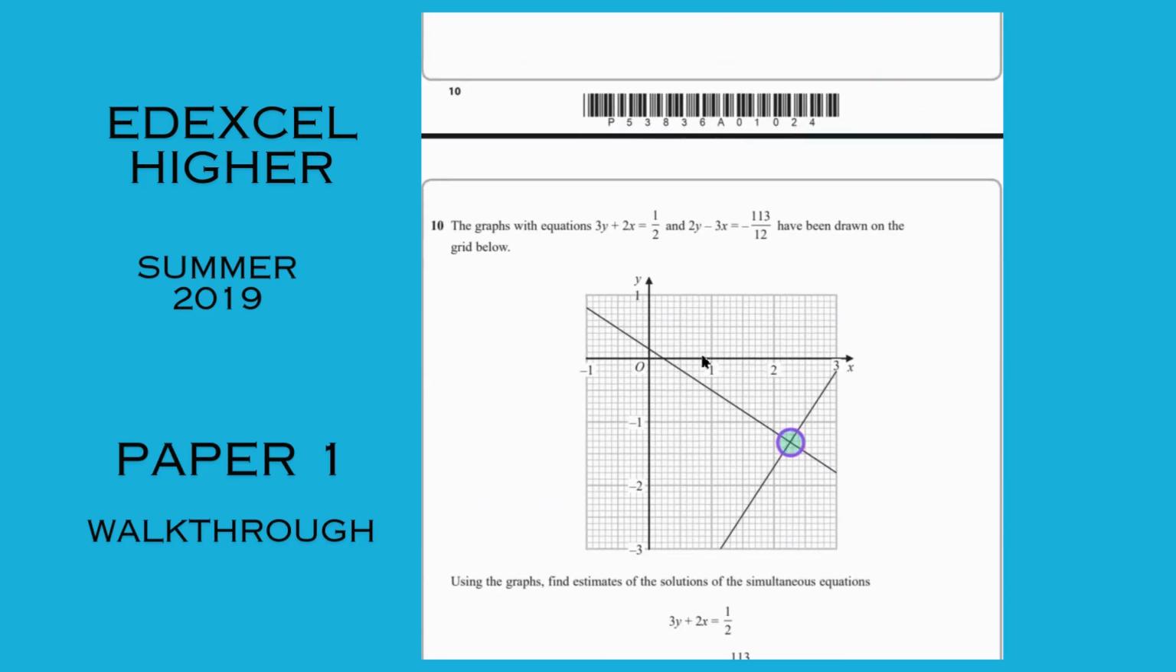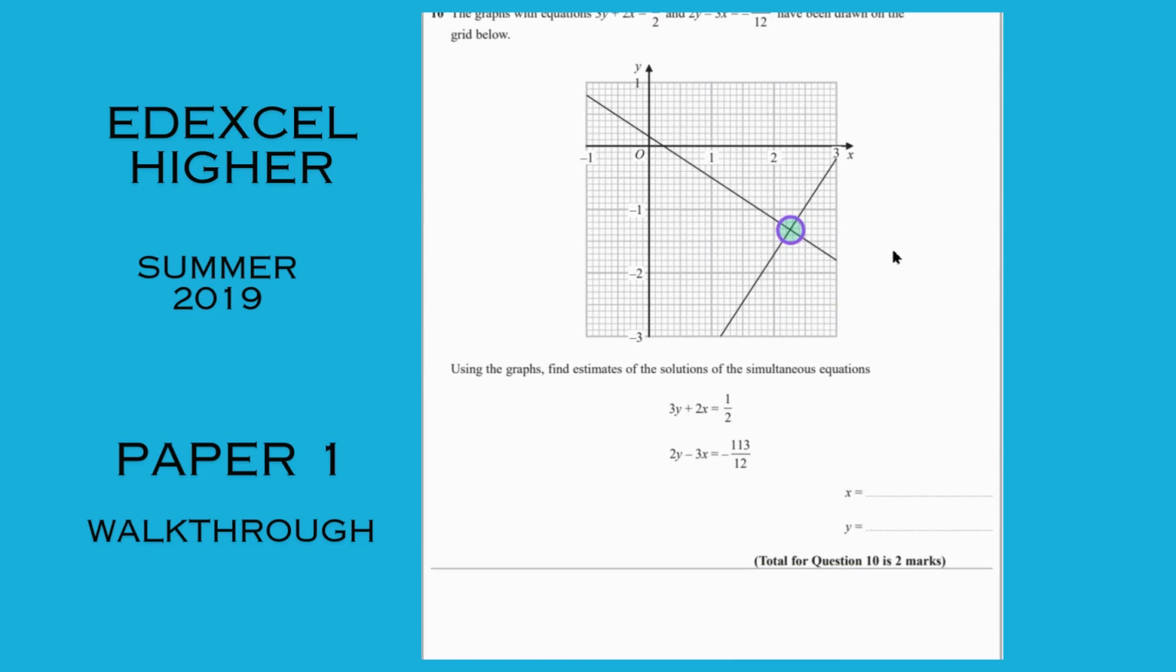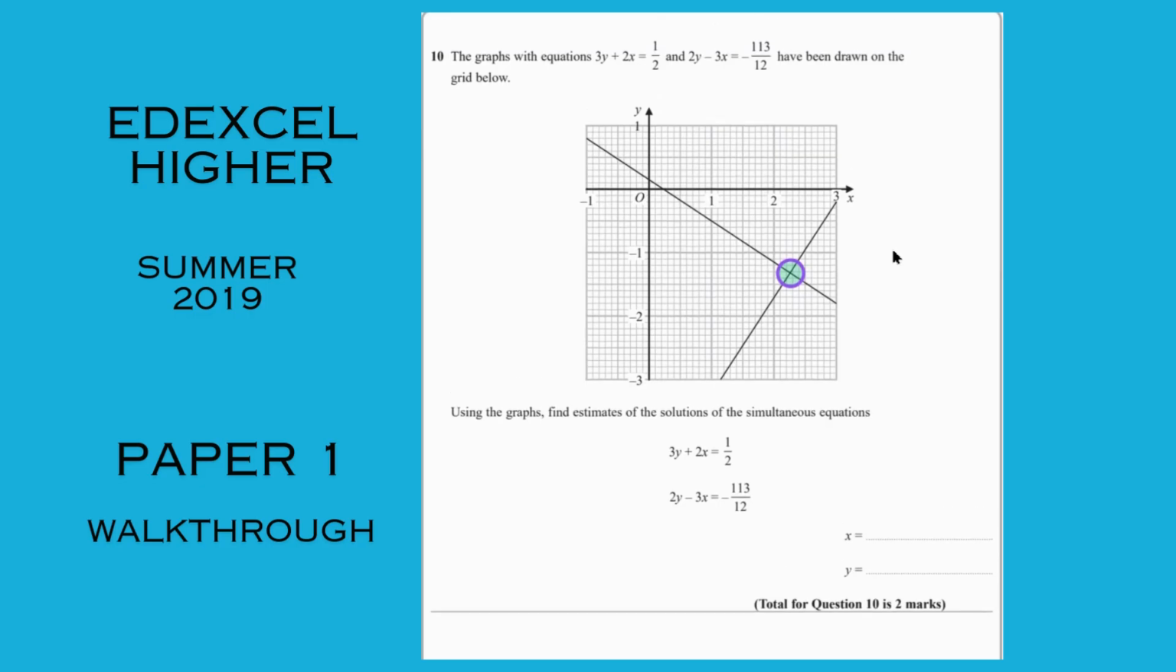Number 10's easy. I've already put a circle on. That's why it's only 2 marks, folks. It does say estimate, so I get 2.25 for there, and I get minus 1.3 for there. And the mark scheme says 2.2 to 2.3 for X, and minus 1.3 to minus 1.4 for Y. Nice and easy.